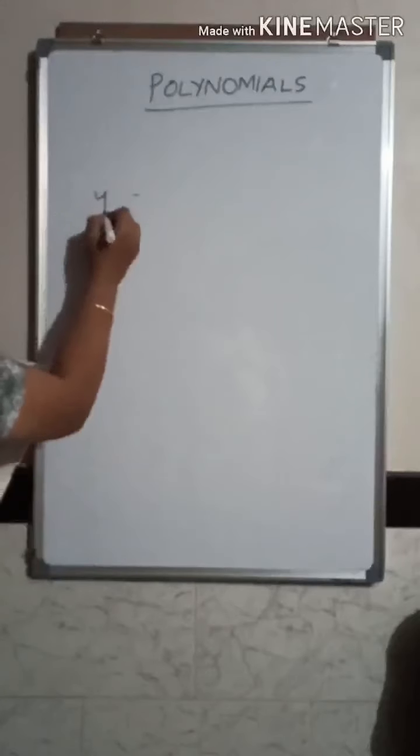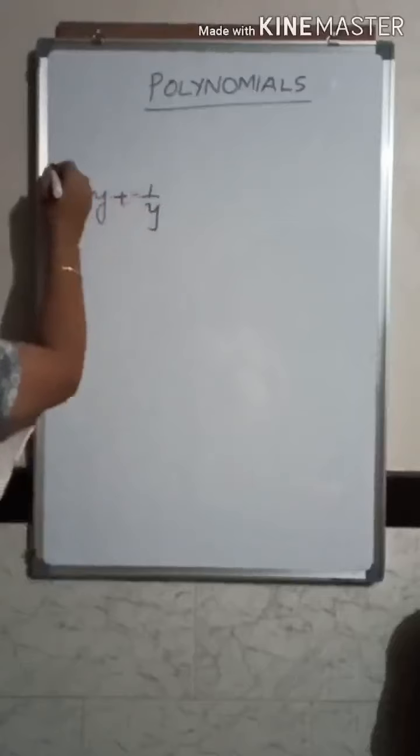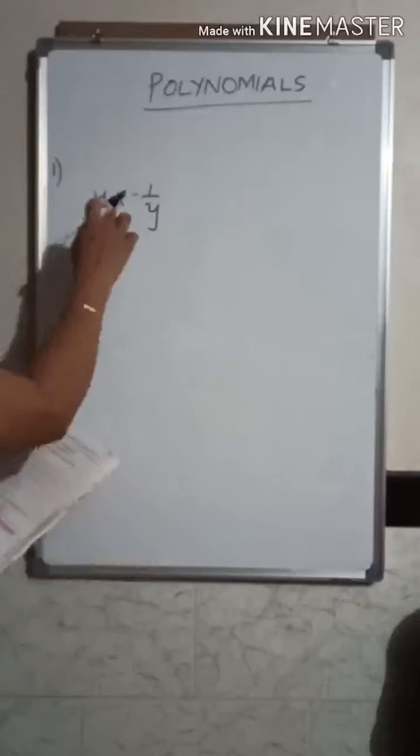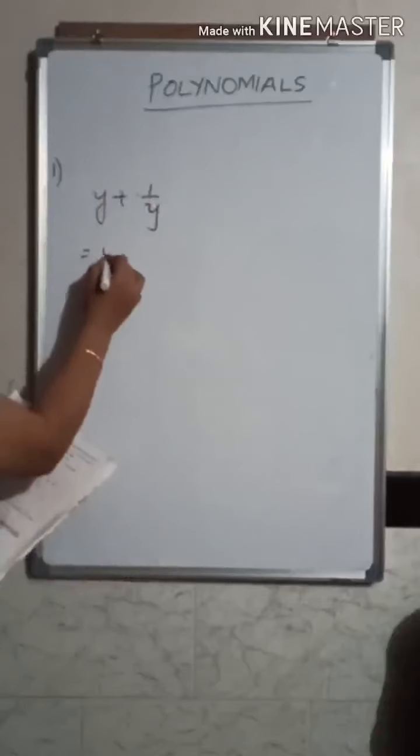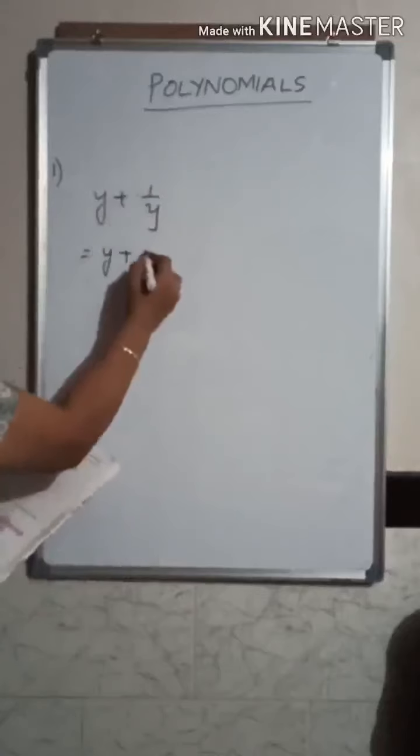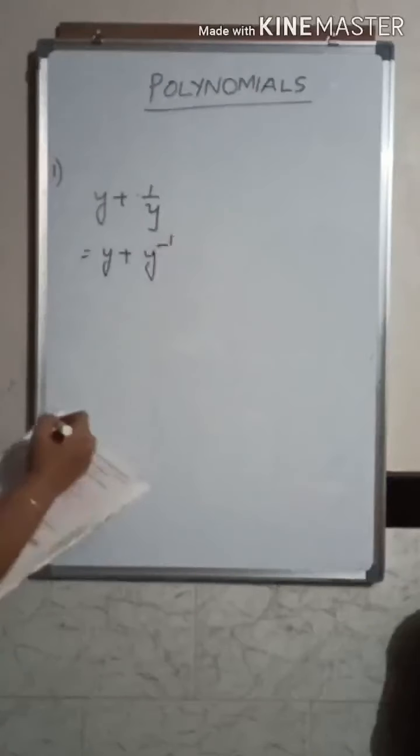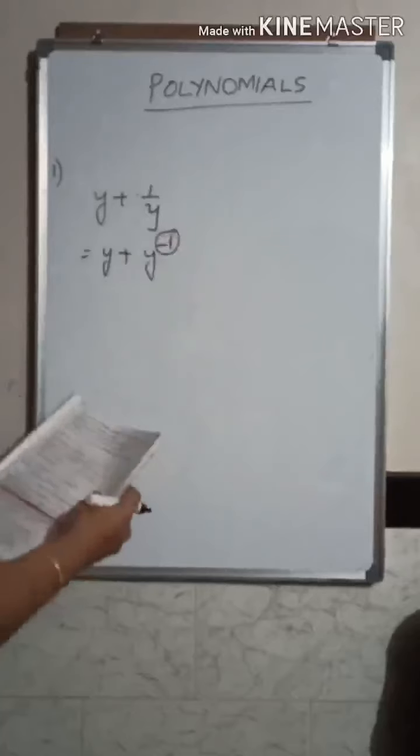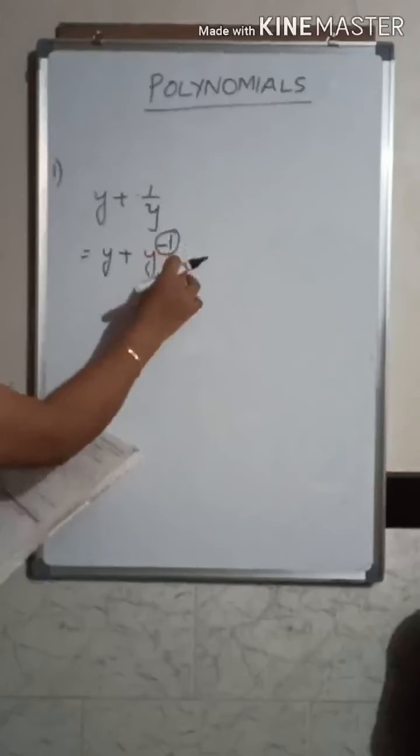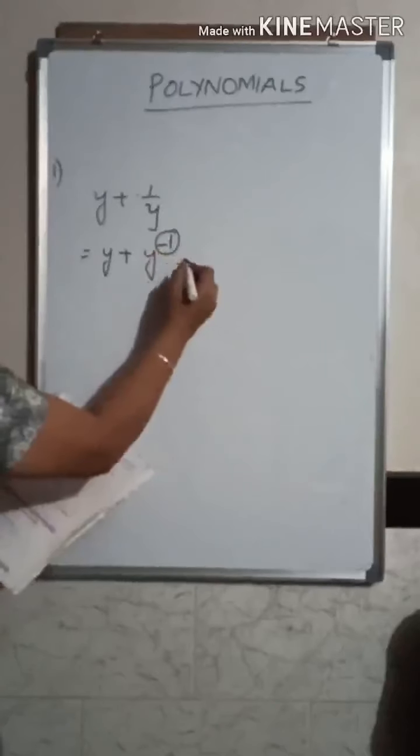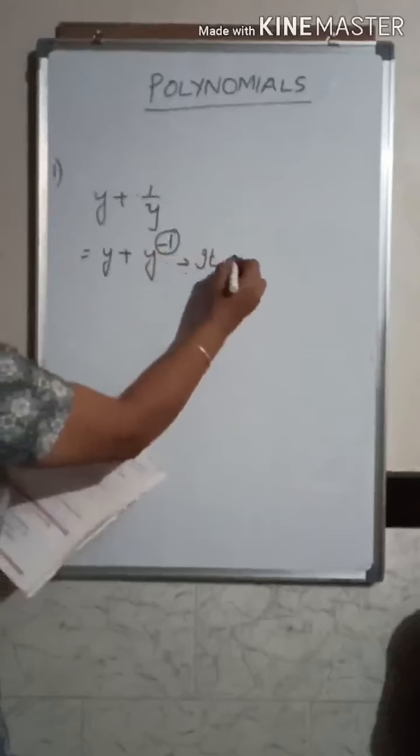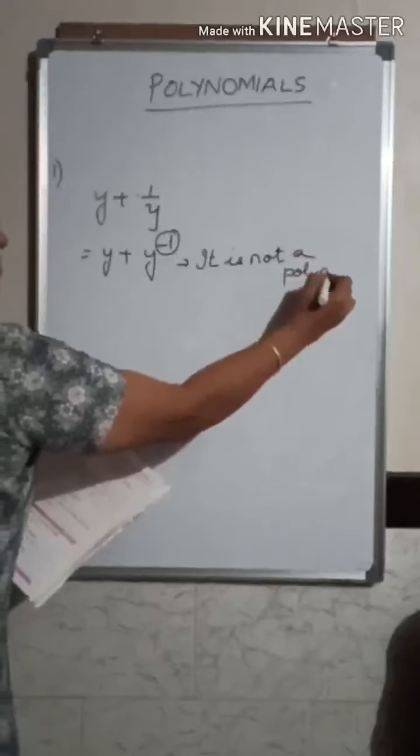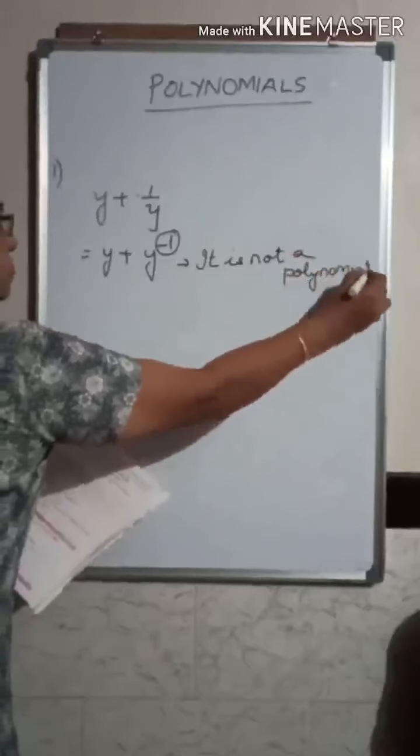Now you have y plus 1 upon y, the first question. You have to check whether this is a polynomial. When you simplify it, when this goes to the numerator, you get y to the power of minus 1. So you have got a negative value as the power. Since you have a negative value as a power, this is not a polynomial. So just beside this you have to write it is not a polynomial.